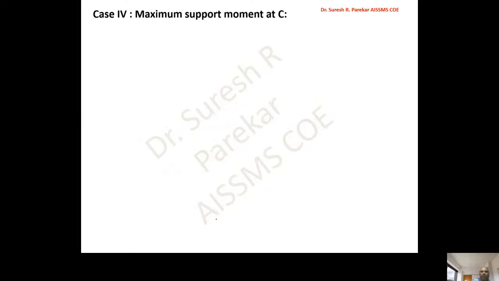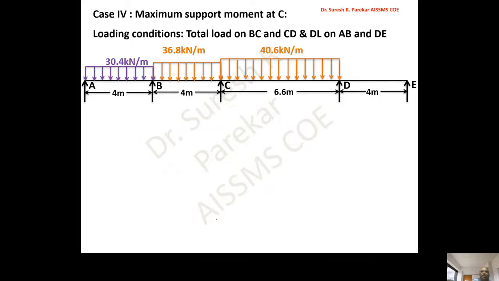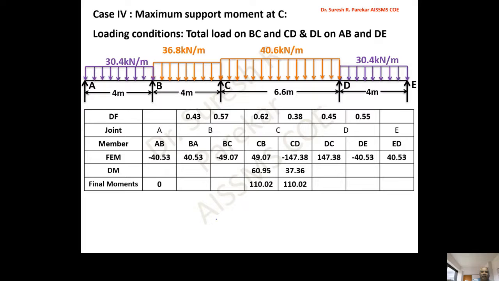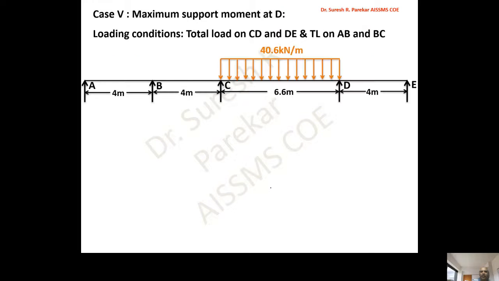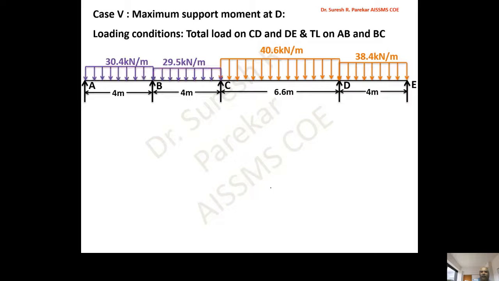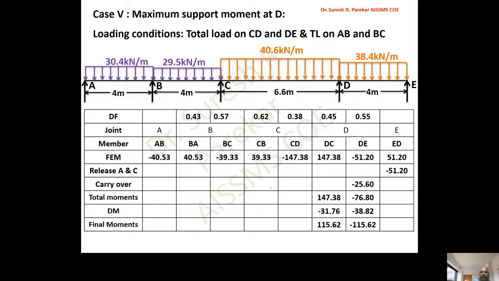Now similarly, you can go to support C. So we have support C likewise, and from this we will get the moment at support C 110.02 kilonewton meter. Similarly for support D, with the adjacent span carrying total load and the other dead load, we will get 115.62 kilonewton meter, which is at support D.